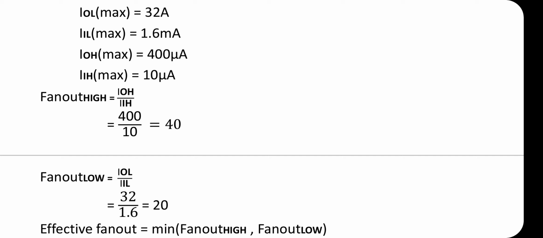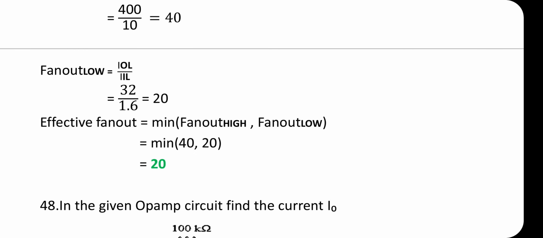Fan out means the number of standard loads, that is, the input current of the driven gates, that the output of a gate can drive in the same logic family. Fan out high equal to I OH divided by I IH. Substituting the values, we get fan out high equal to 40. Next is fan out low, I OL divided by I IL. If we substitute the values, we will get 20. Effective fan out is the minimum of fan out high and fan out low. That is, minimum of 40 and 20, which is 20.